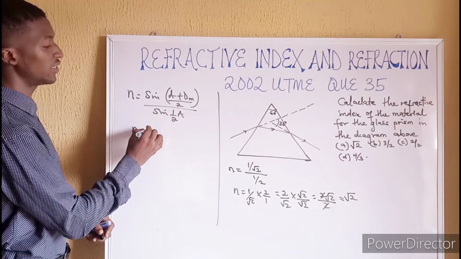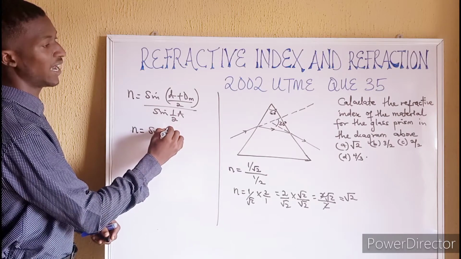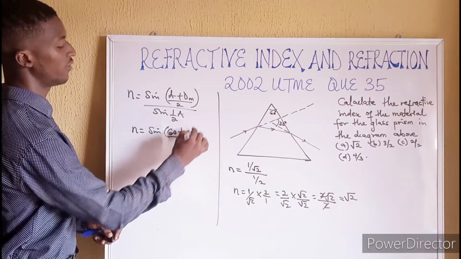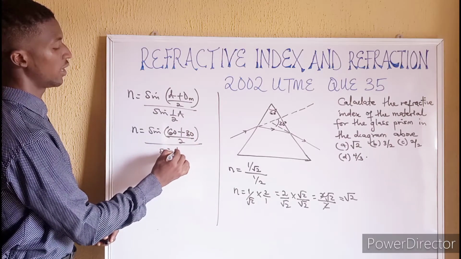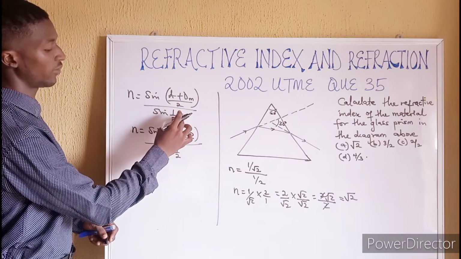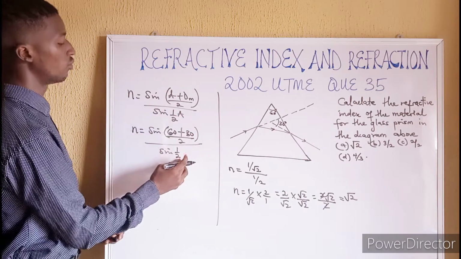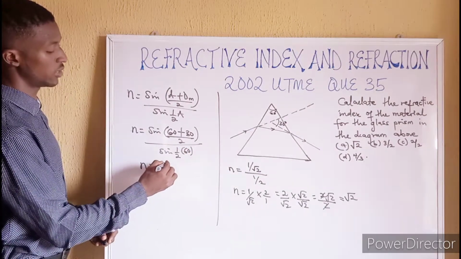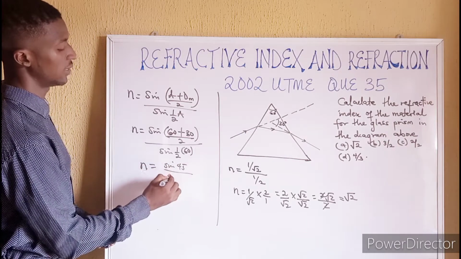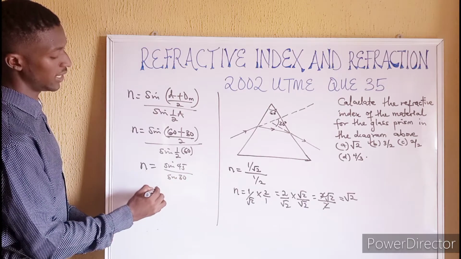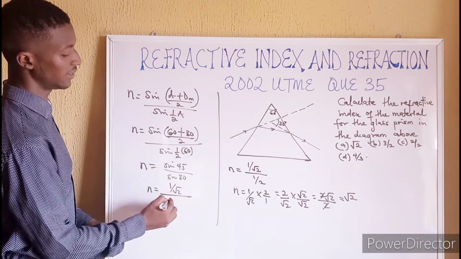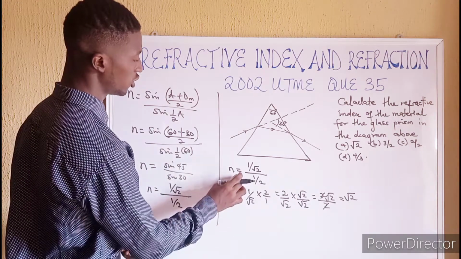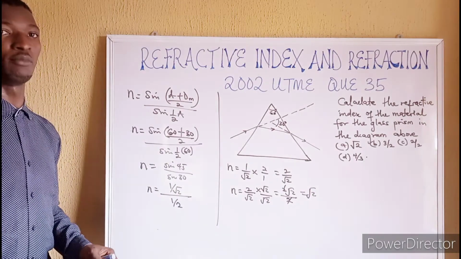Here we have that the refractive index is equal to sine of, the refracting angle is stated to be 60 and the angle of minimum deviation is 30, everything over 2, divided by sine of half of A. So here we have sine of 60 degrees. The refractive index now equals sine 45 over sine 30, and according to what we did earlier, sine 45 is 1 over root 2, and sine 30 is 1 over 2. So we get root 2, the same answer but using a different method.